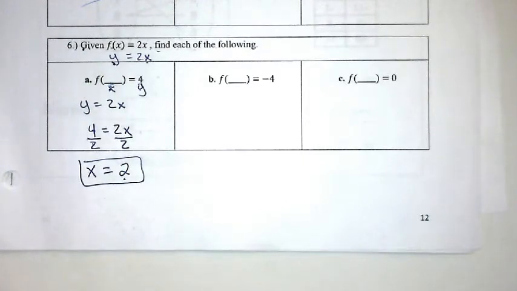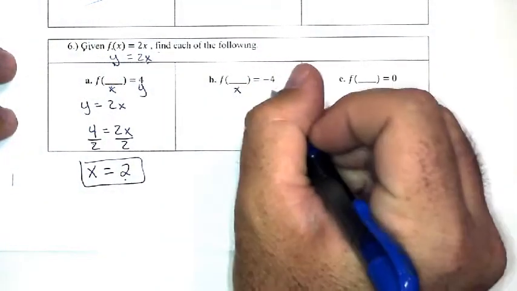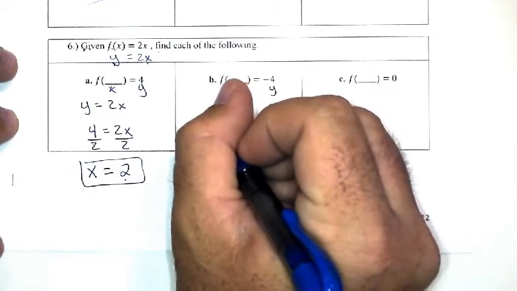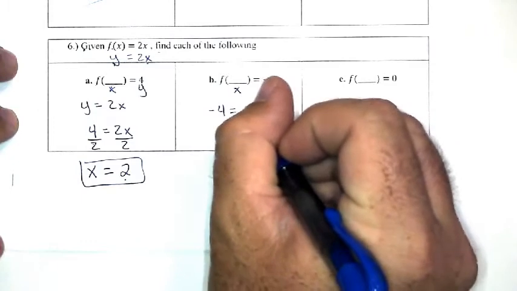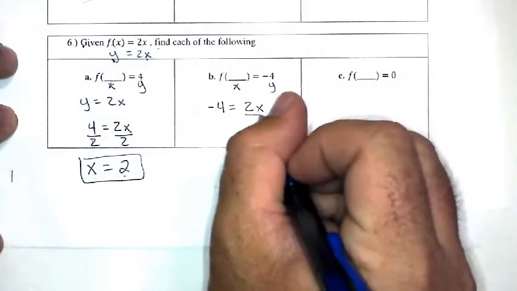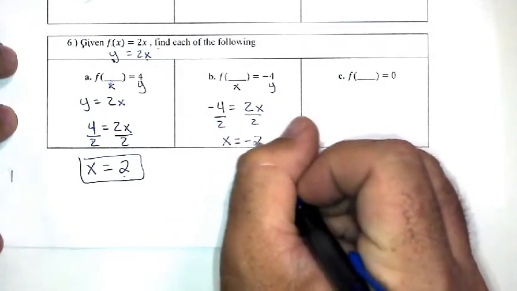Same situation. You're missing the x, but I give you the y. I take my expression and I replace y with -4. And now I just solve for the missing x. Divide by 2, divide by 2. X now equals -2. Yay! Turn the page. Last page of notes.